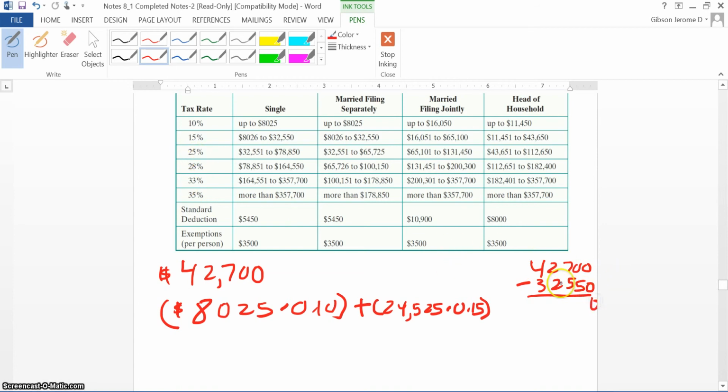So this would be 0. This would be 10. The 7 will become 6. 10 minus 5 is 5. 6 minus 5 is 1. 2 minus 2 is 0. And 4 minus 3 is 1. So it's 10,150. So we will add on, and I'll write it down here, 10,150 times 0.25.